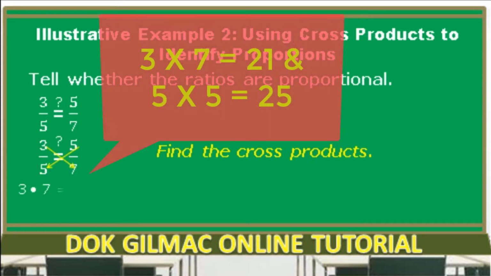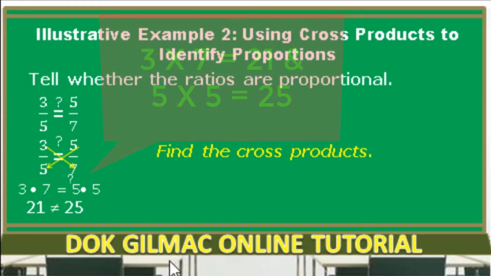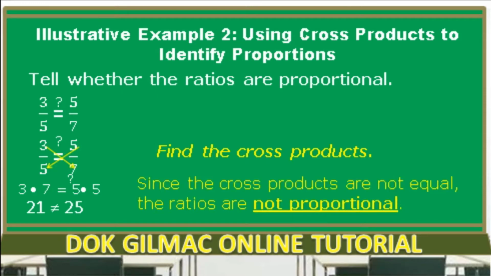So from here we have 21 is not equal to 25. As you can see here, 3 times 7 is 21 and 5 times 5 is 25. Since the cross products are not equal, the ratios are not proportional. So take note of that.